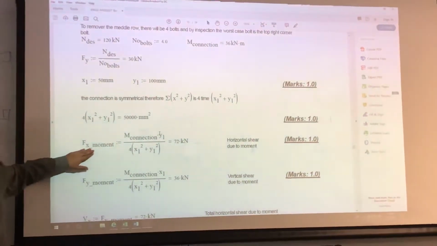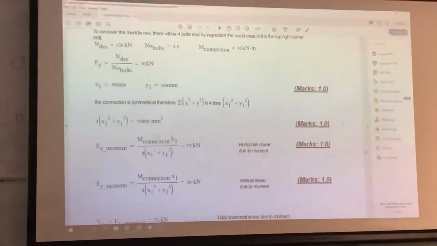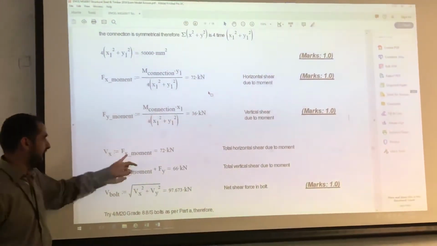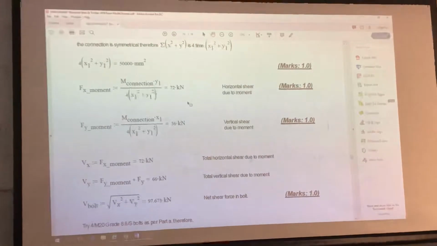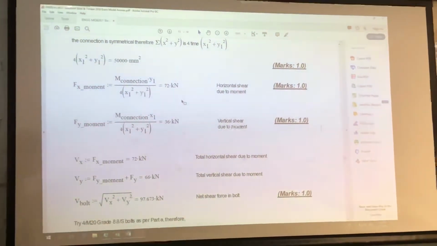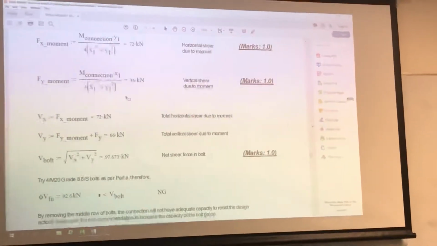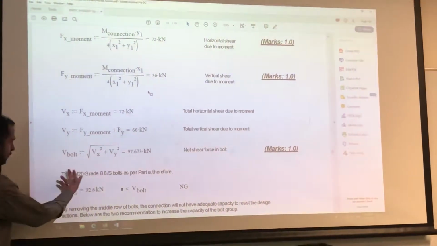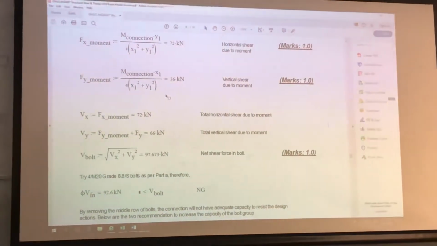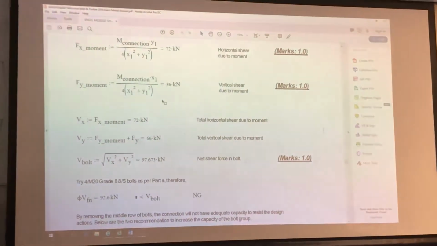So fx from the moment is simply that, and then fy from the moment is that. Then I add them. So I need to find out Vx and Vy. So it's simply adding the share due to moment and the share due to normal or direct share. And then I find out the resultant is 97.673. So before I had 4 and 20, and now the capacity is less than the demand. The capacity was 92 and the demand is 97 now. Can I use them? No, it doesn't work.